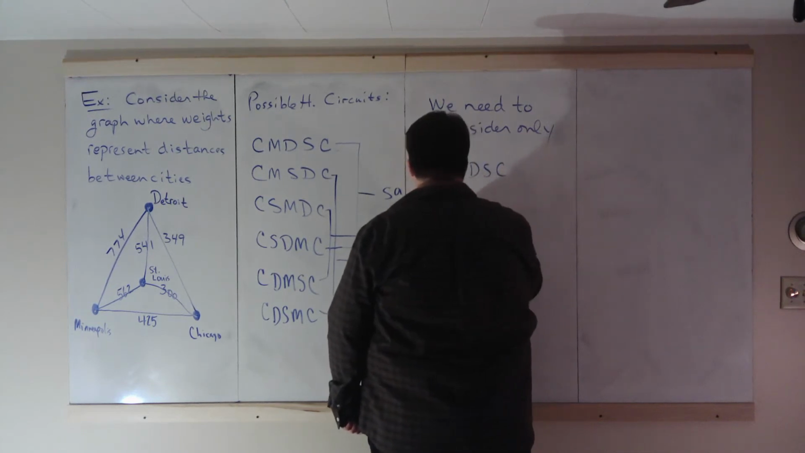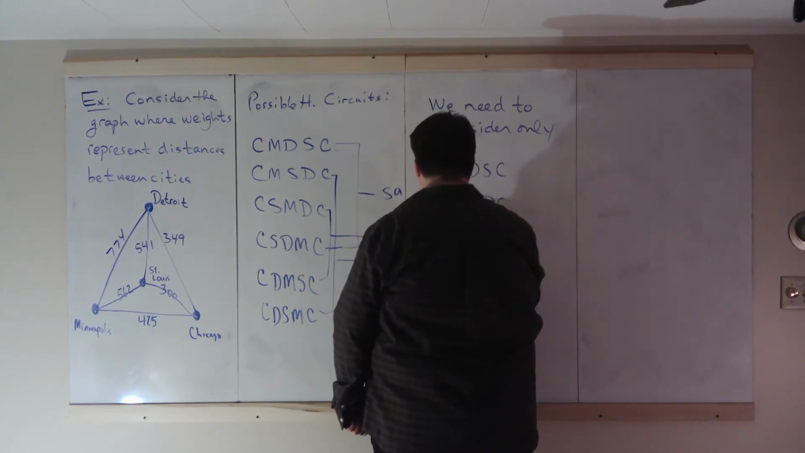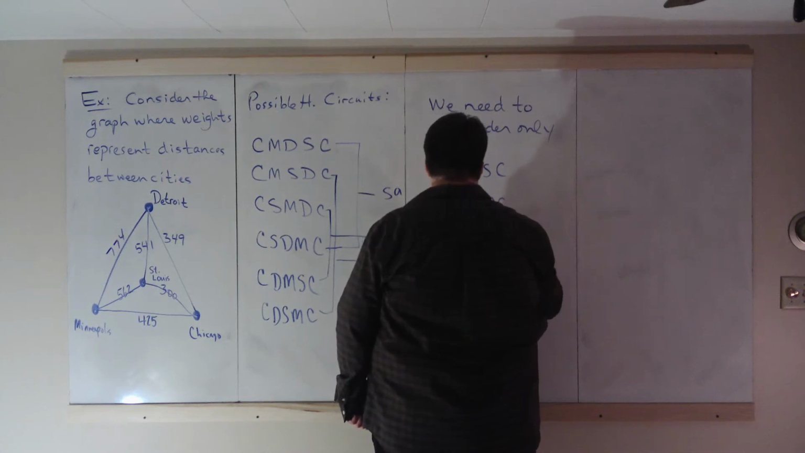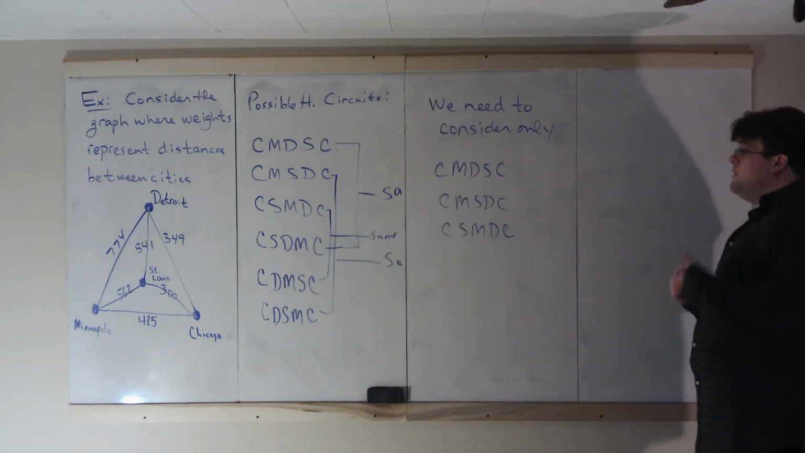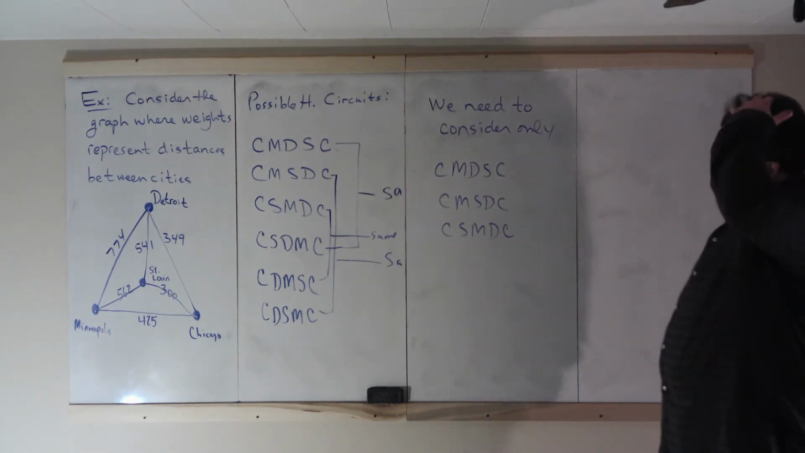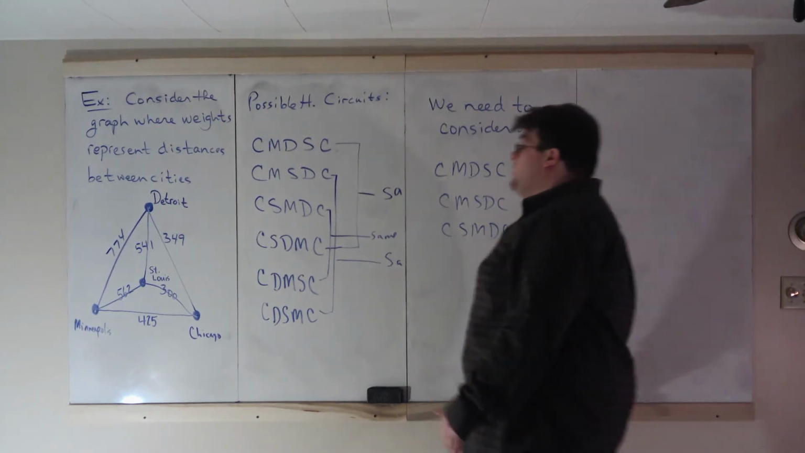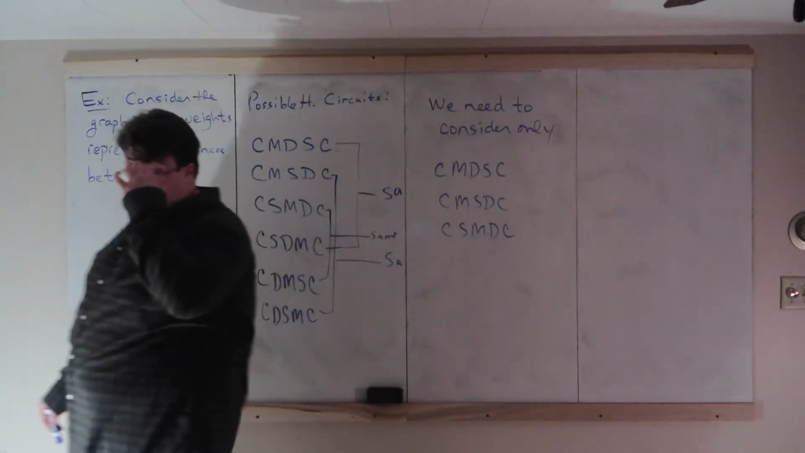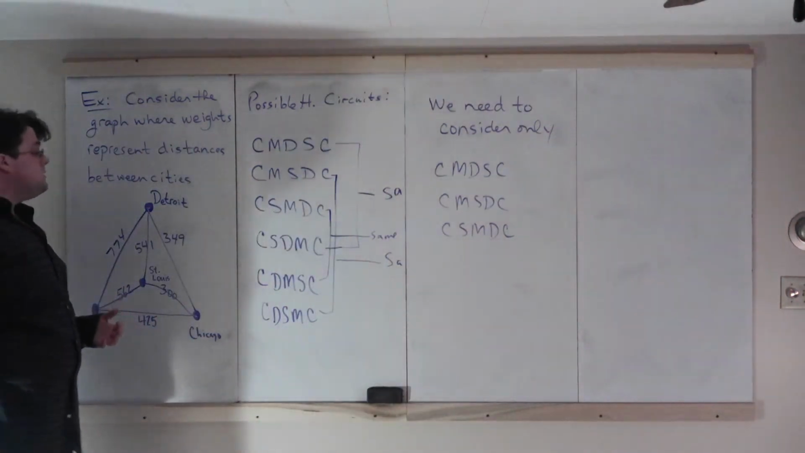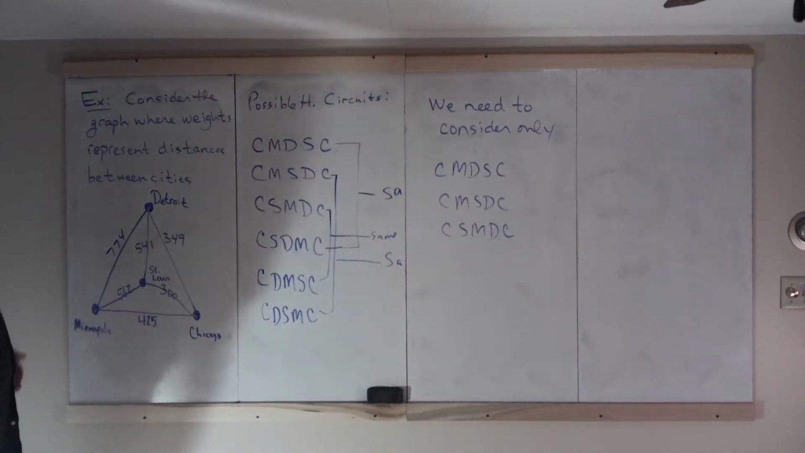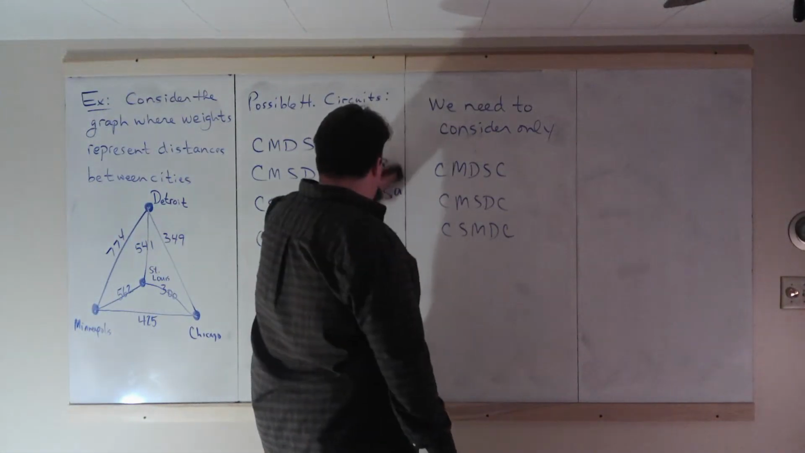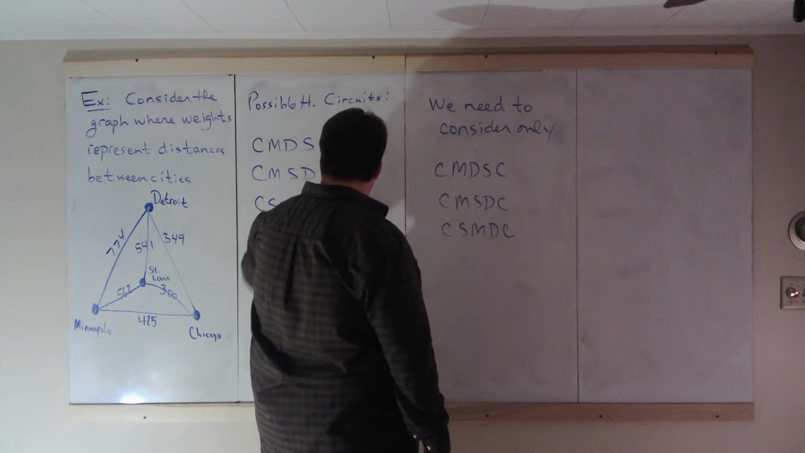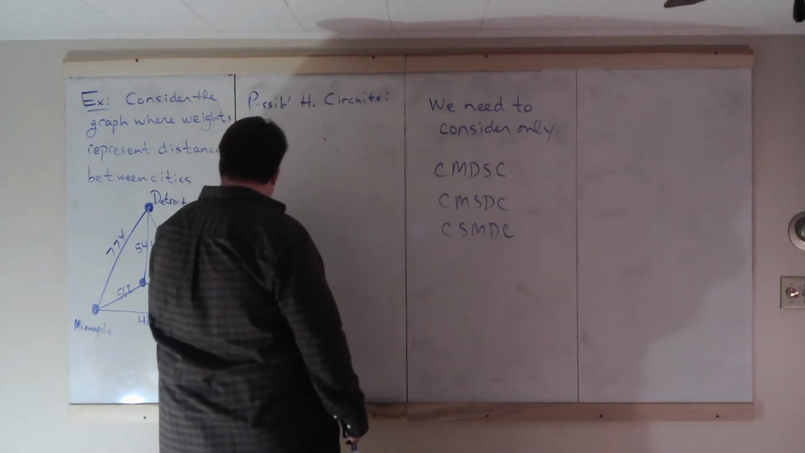CMDSC, CMSDC, and CSMDC. So these are the only 3 paths, circuits we need to consider when trying to determine which one will travel the fewest miles. Now, how do we figure out which one gives the fewest miles? Well, you could just look at the graph and add them all together. I'm going to actually draw out each circuit.